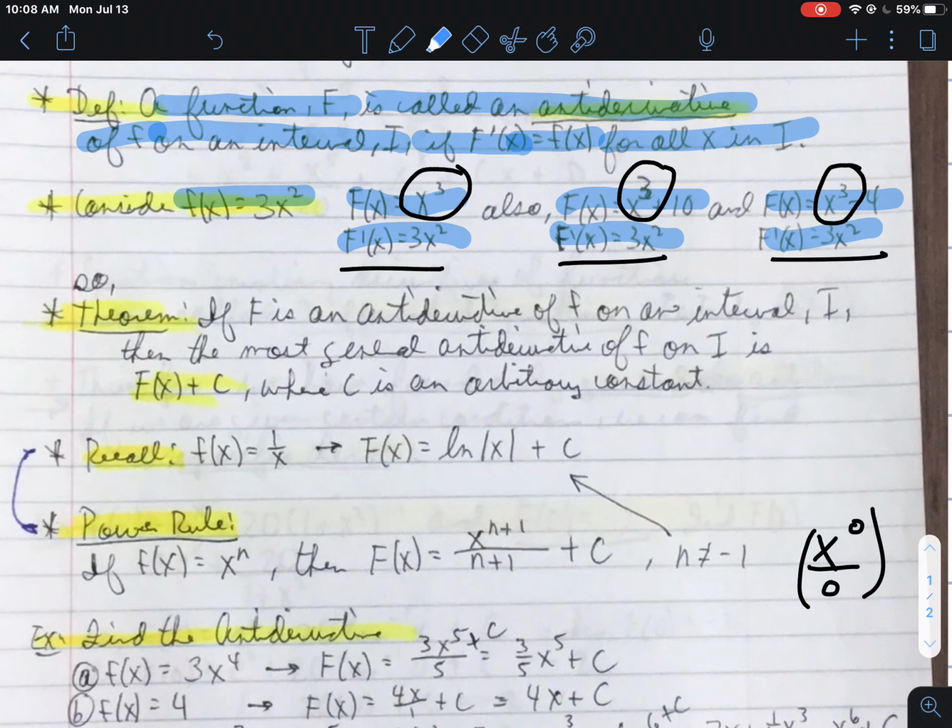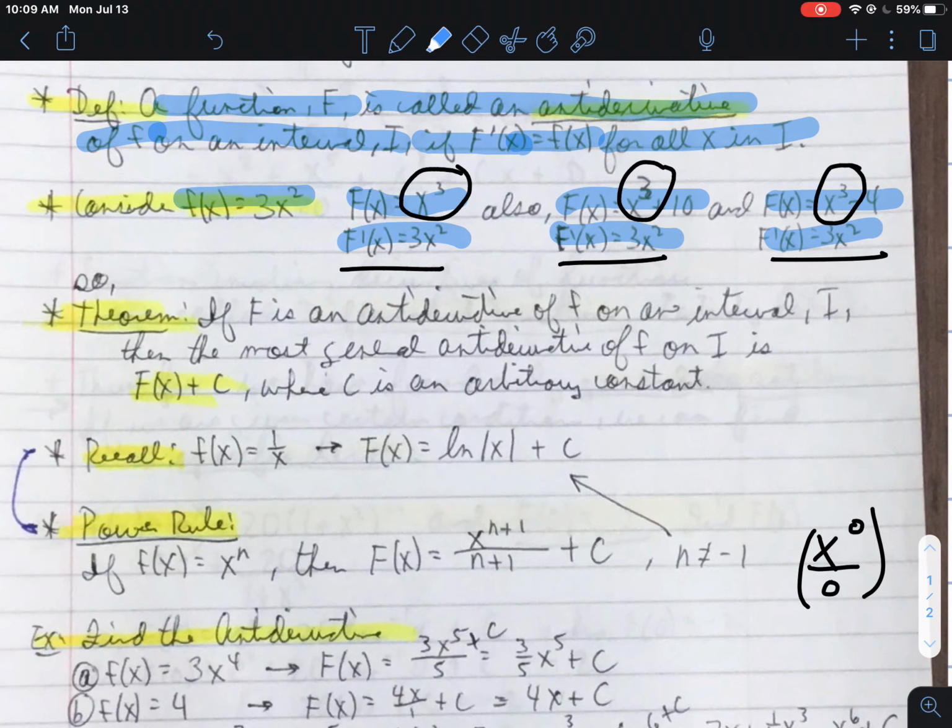Now, if I am given certain conditions, if I'm given information specifically about the derivative or about the antiderivative, then we may be able to find a specific antiderivative. Okay, so we'll get to that in a little bit. We'll start here, though, first with what we call the general antiderivative.